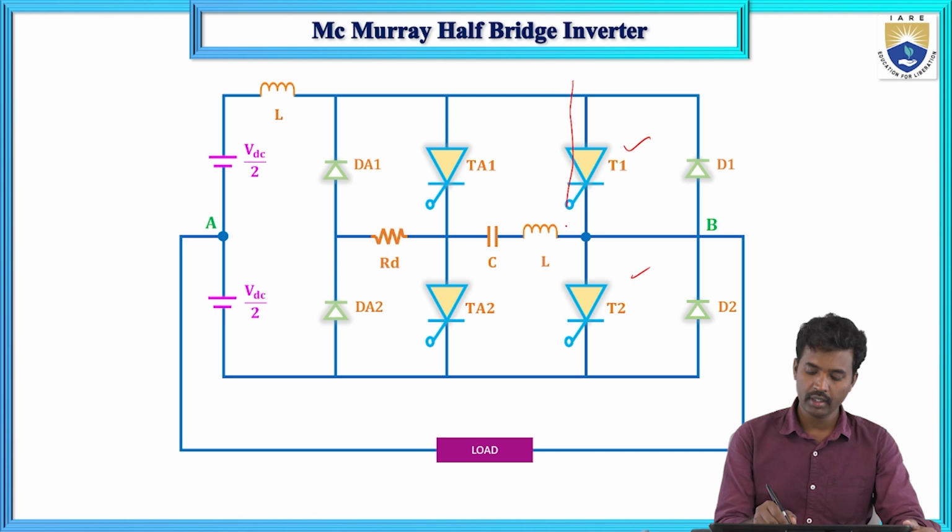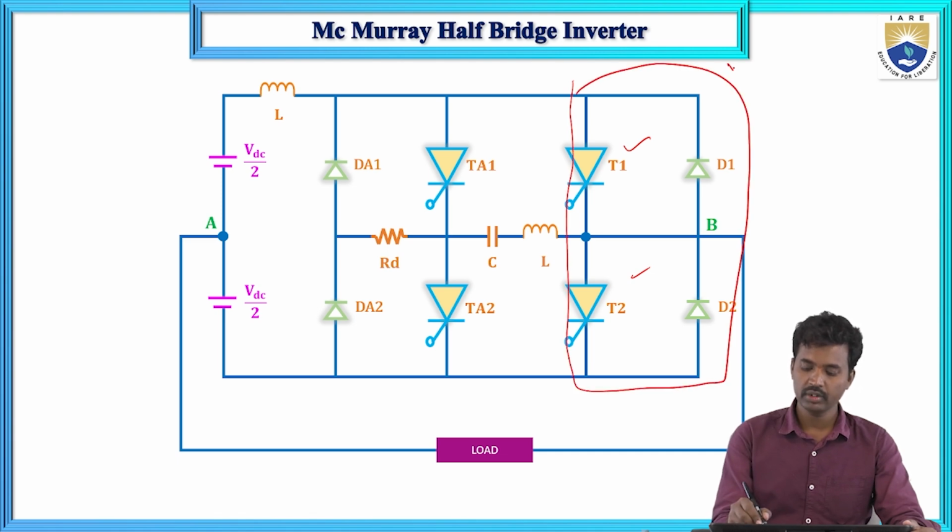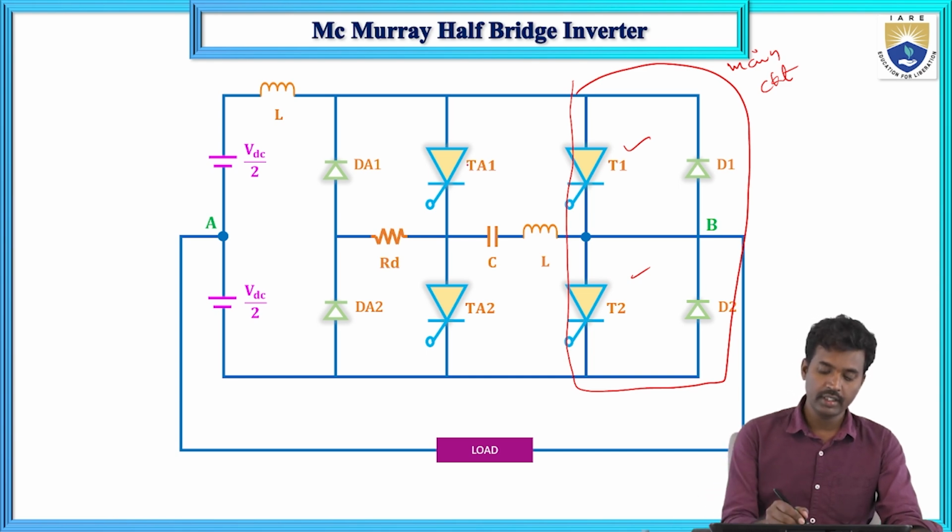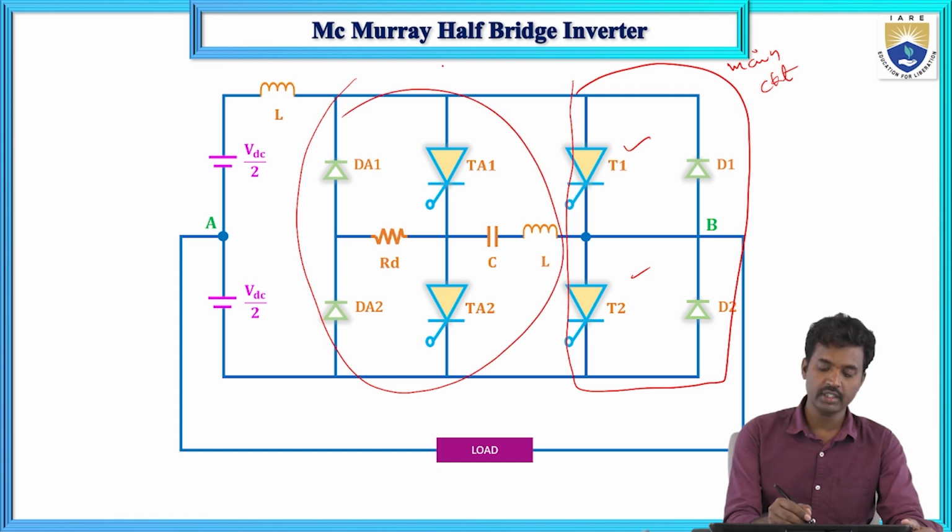T1 and T2 are the main thyristors. This is the main circuit. And D1 and D2 are the two main diodes. Here T1 and D1 are connected in anti-parallel fashion. T2 and D2 are also connected in anti-parallel fashion. And next, TA1 and TA2, and DA1 and DA2 are the auxiliary thyristors and diodes. This one is the auxiliary circuit.